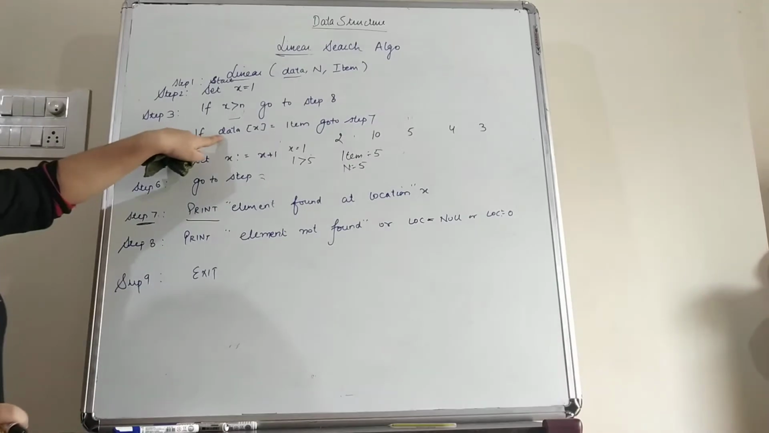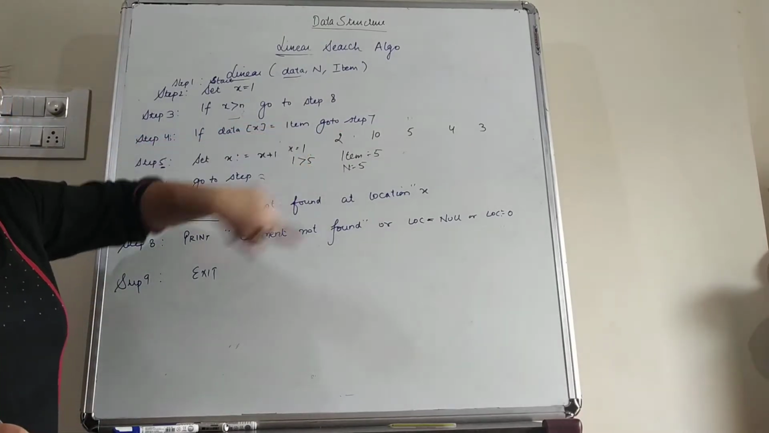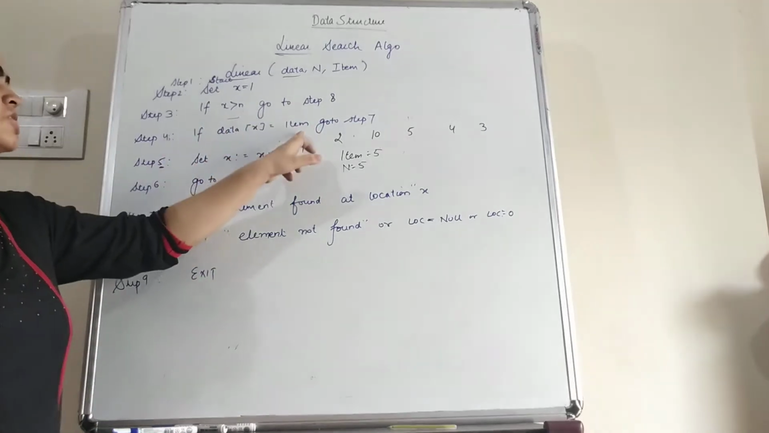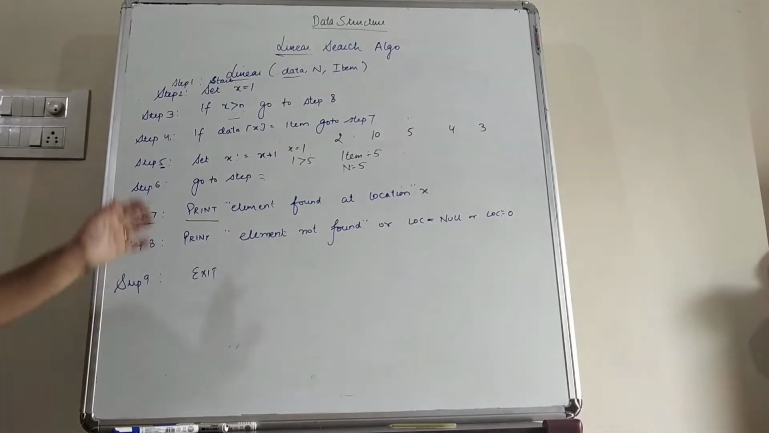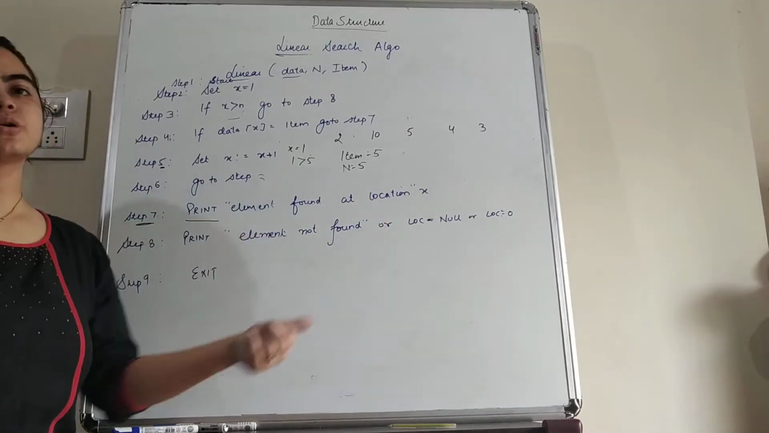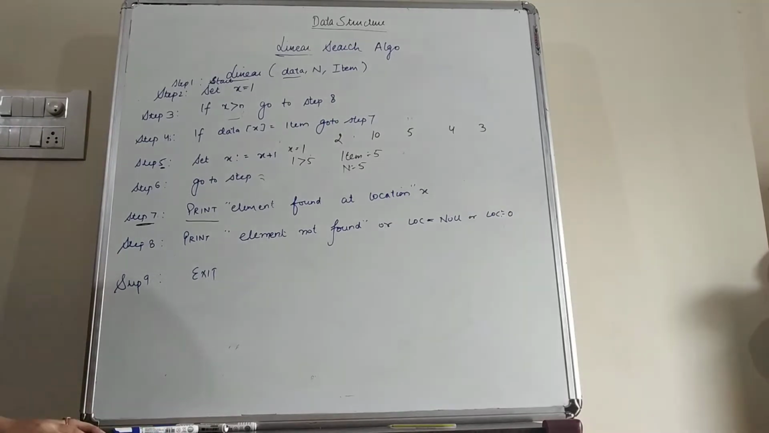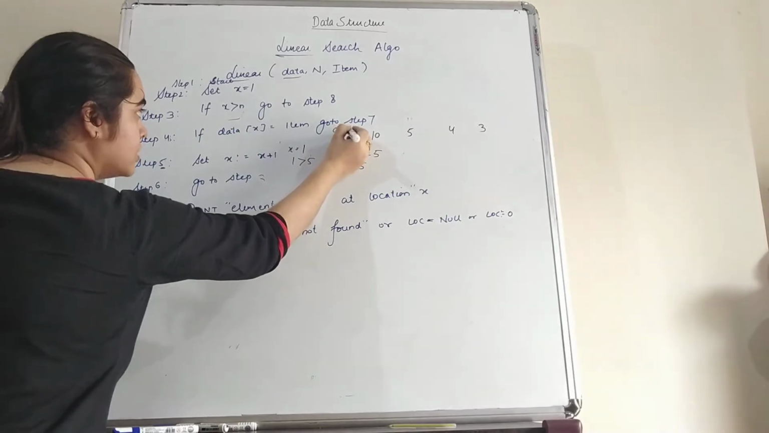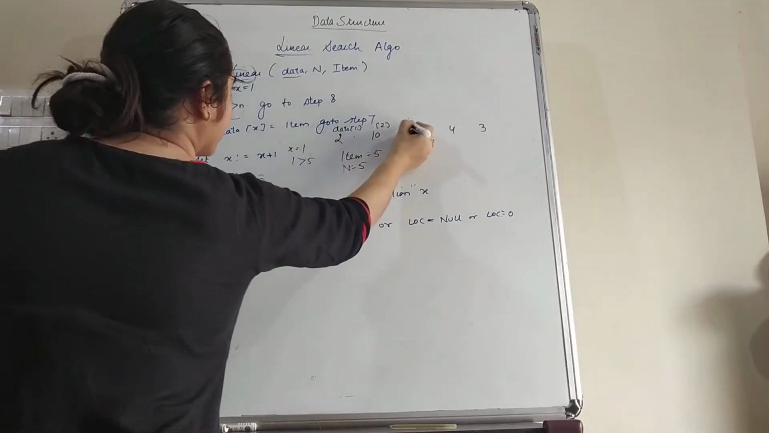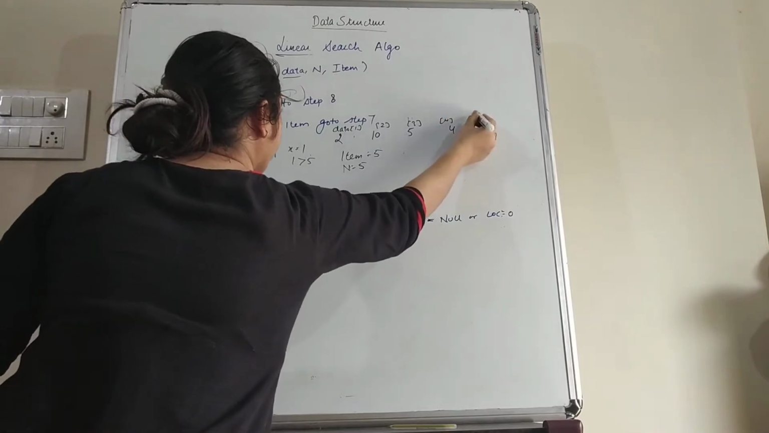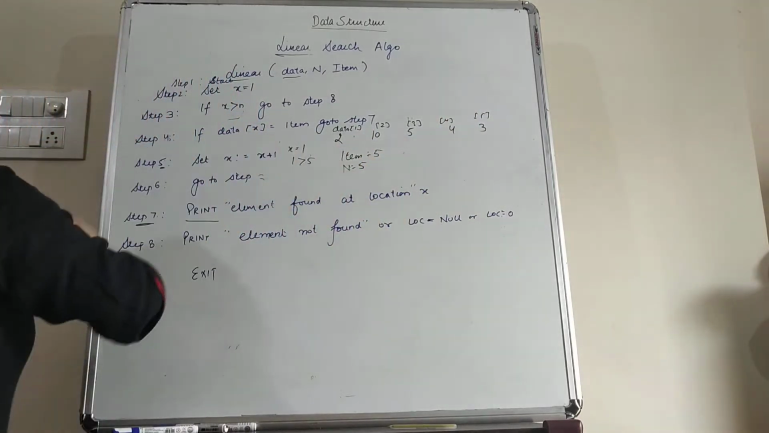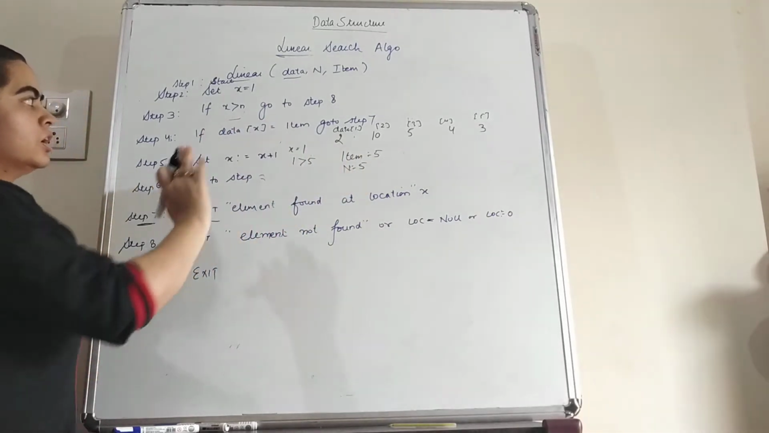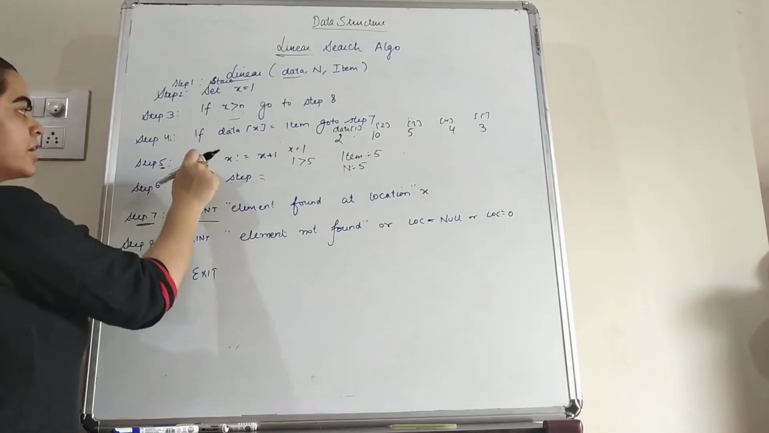Here it is written, if data of x is equal to item, then we go to step number 7. That means if the data present in that location is equal to the item which we want to search, then we can print element found at location and print the location where the item is present. So here data of 1. This is data of 1, this is data of 2, data of 3, data of 4 and data of 5. So here data of 1 is 2 and the item which we want to find is 5. So is 2 equal to 5? No. Then we can skip this step and go to step number 5.